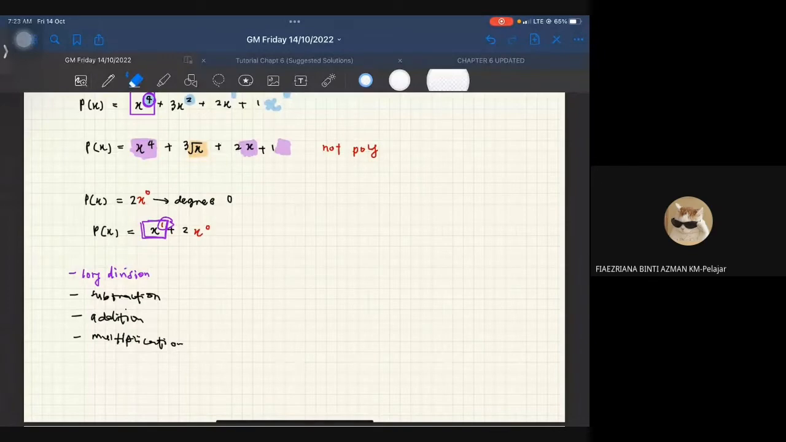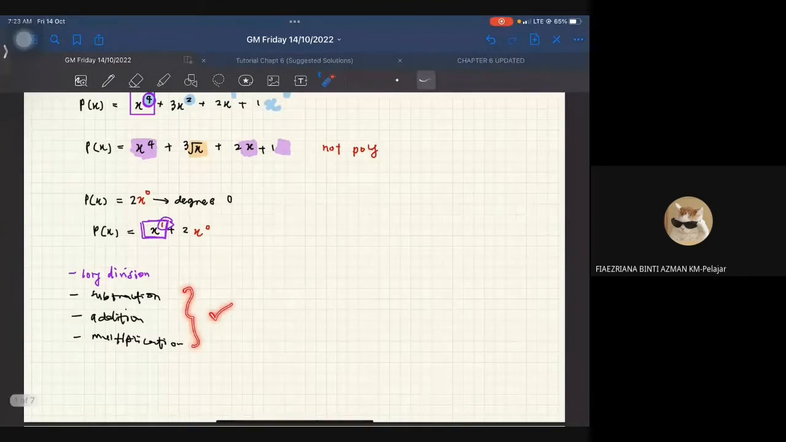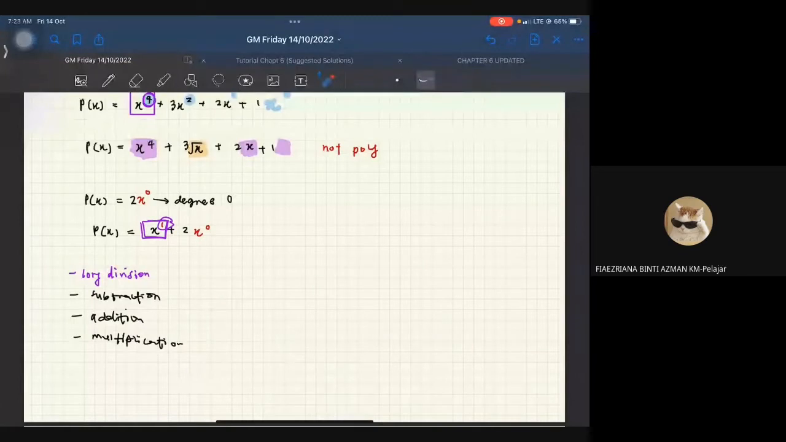Okay, so ini adalah apa yang kita belajar dekat kita punya polynomial. So, we have long division, subtraction, addition, multiplication. I believe that you don't have any problem for this one. So yang ini okey saja. Subtraction kita memang tolak je. Addition pun sama. We just add the term by dia punya power. Depends kepada x kuasa berapa. So itu kita akan kumpulkan dia dan kita tambah dan tolak.